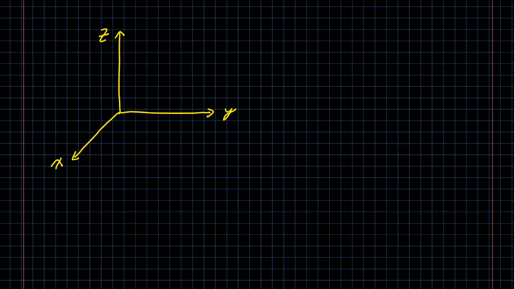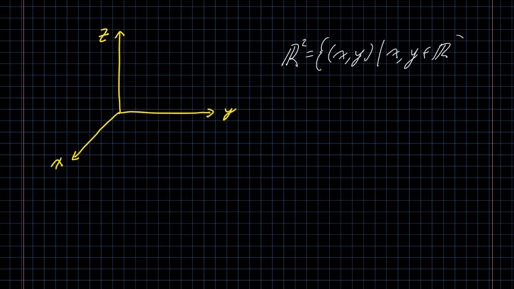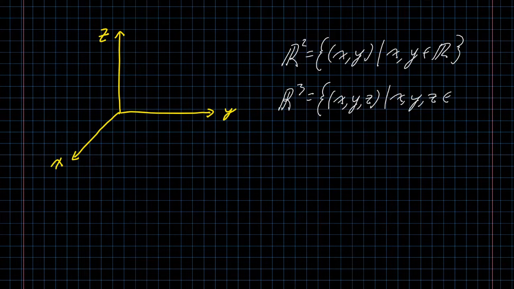Now that we have talked a lot about the coordinate axes, I guess it's time for me to give a formal definition. Just like we defined the coordinate plane as R superscript 2 as the set of all ordered pairs x, y, such that x and y are real numbers, we can define the Cartesian product R3 as the set of all ordered triples x, y, z, such that x, y, and z are all real numbers.